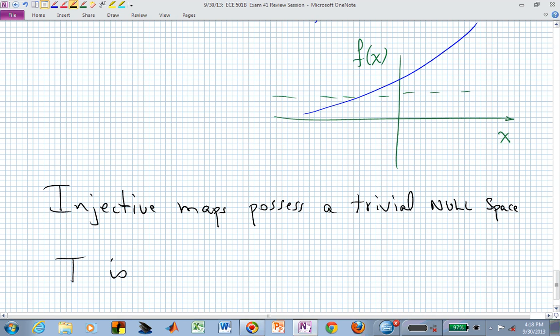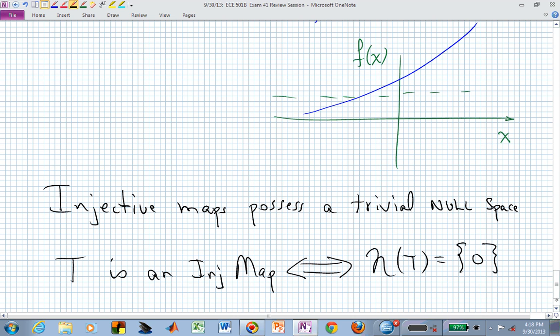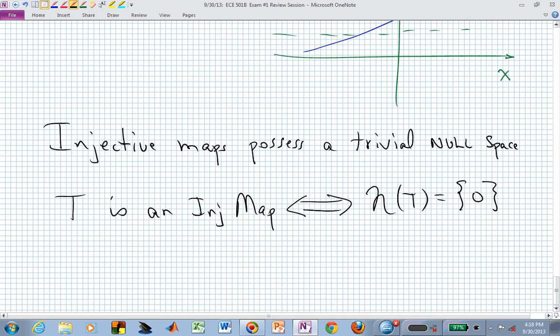Meaning that might be helpful in certain constructions or verifications. If T is an injective map, or if you're trying to show that T is an injective map, then can you show that the only element in the null space of that map is the zero vector? Then you know that that particular map T is an injective map.